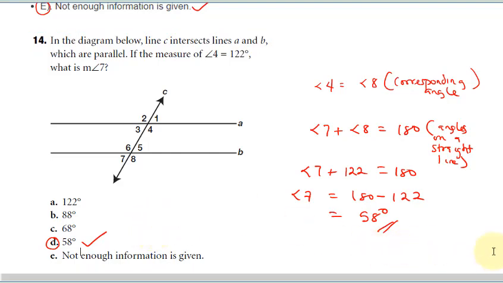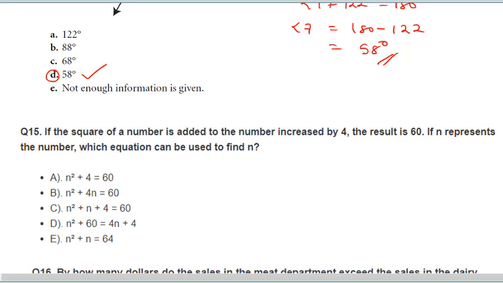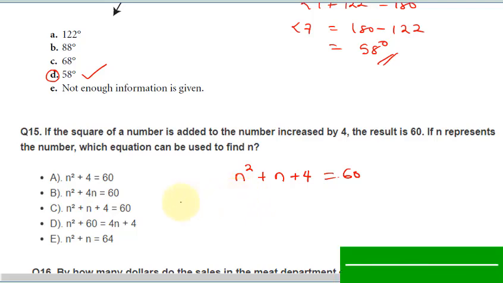Okay, so going over to question 15, it says the square of a number is added to the number increased by 4, the result is 60. If n represents the number, which equation can be used to find n? Now it says the square of a number is added to the number, that's n, and increased by 4, plus 4, and the result is 60. So from this expression, this is exactly the expression you could use to find n. So I think the correct answer here is going to be C.